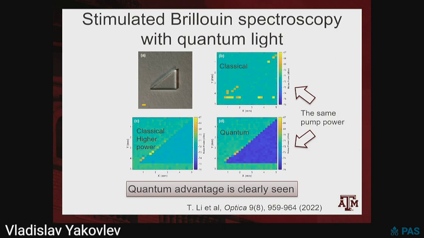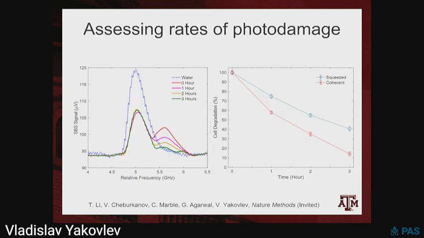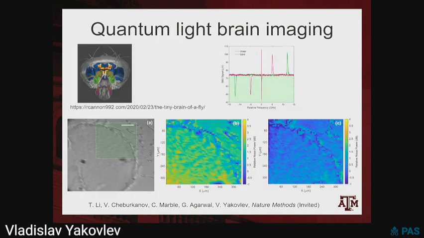with much higher contrast. So we can actually do cancer cell imaging and also increase contrast there. We also see that we induce less photodamage using quantum light. We can even image the brain, of course it's a Drosophila brain, it's only a millimeter large, but still we can achieve better contrast using quantum light imaging.